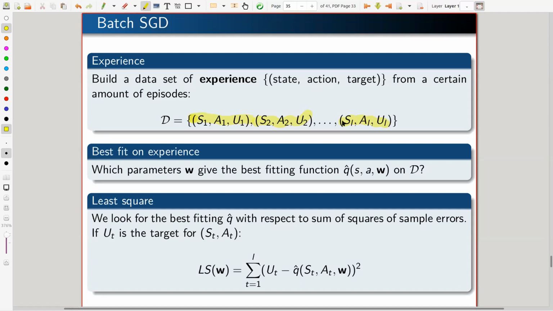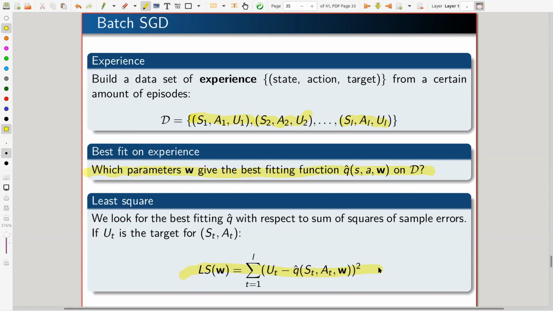You form this buffer, and then you ask, okay, now that I have this buffer, what is the parameter giving me the best fitting function on this training set? Okay, so you forget the on-policy distribution, if you think about it. This means that you're just minimizing this error, and this loss function is called the least square. This is the reason of the LS in the name. It clearly depends on the choice of the target. In this case, the target is the SARSA target.